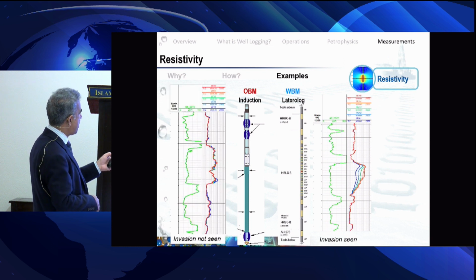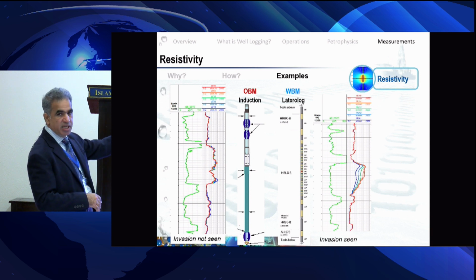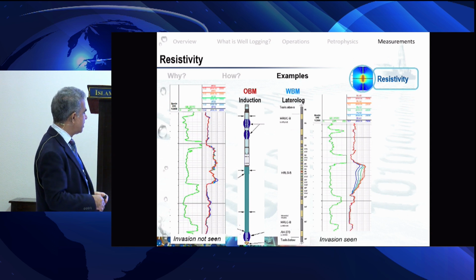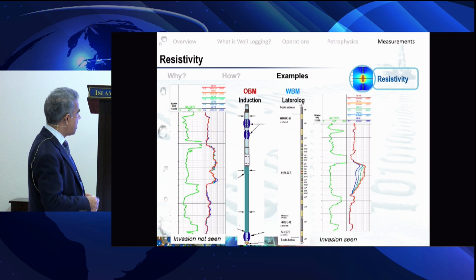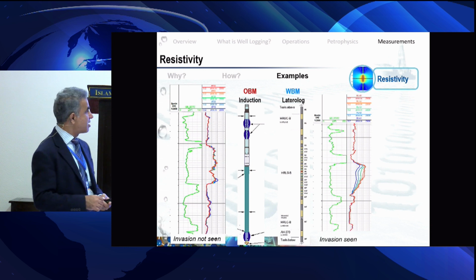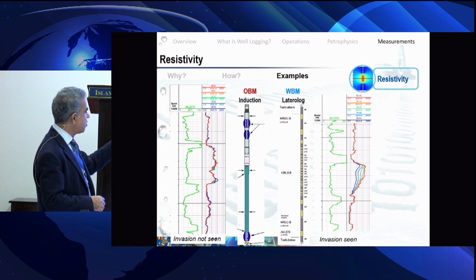So on this side, it means we see invasion, probably, with separation. And on this side, the left hand side, we have all the resistivity curves reading on top of each other. So it means no invasion.